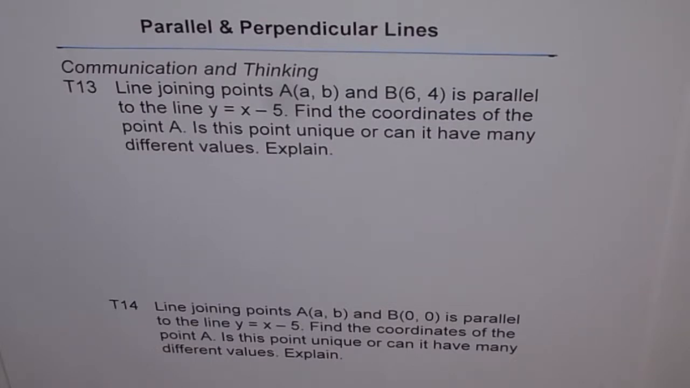It's a very similar problem. Let's read this also. The line joining points A with coordinates (a, b) and B with (0, 0) is parallel to the line y equals x minus 5. Find the coordinates of the point A. Is this point unique or can it have many different values? Explain. So it's almost the same question.